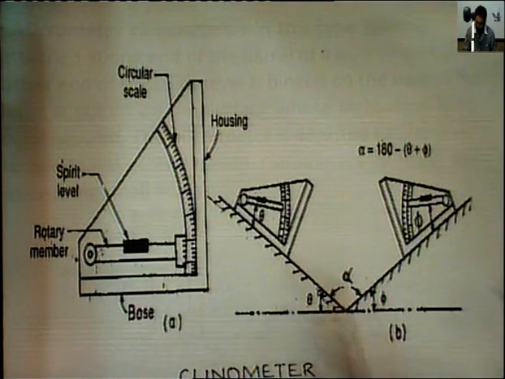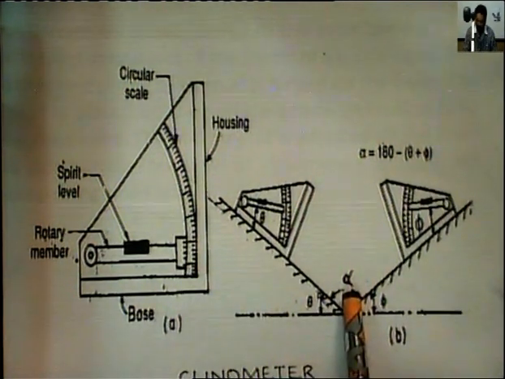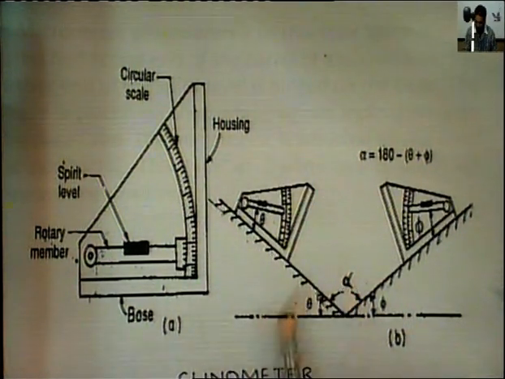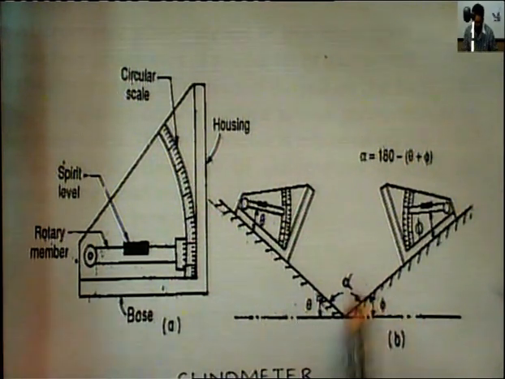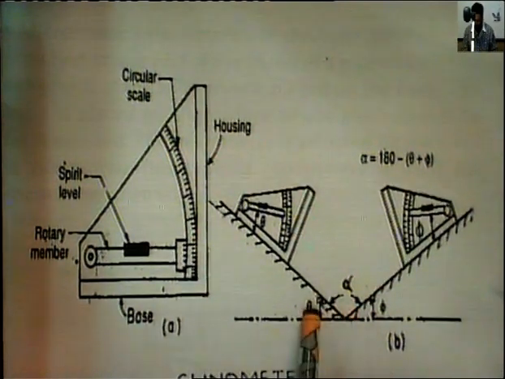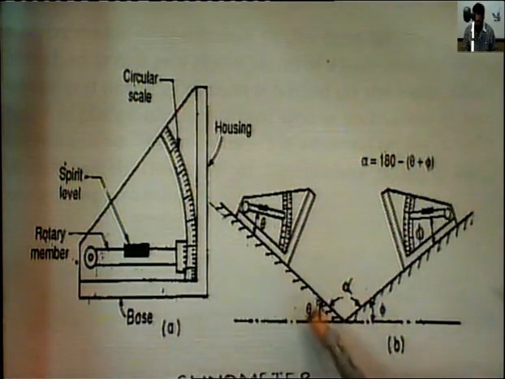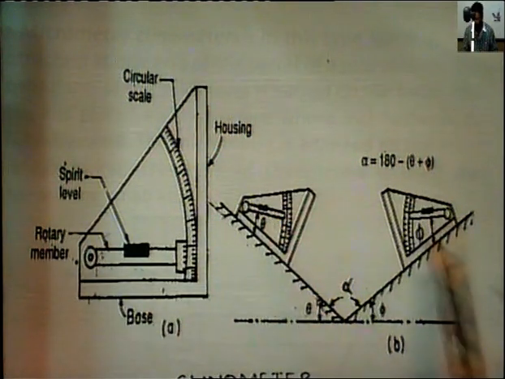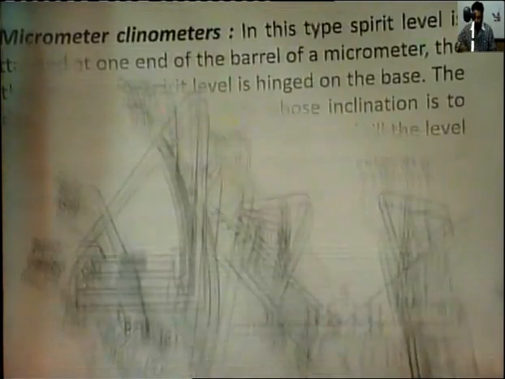So this is the alpha angle which has to be found out. This total angle is 180 degrees, so we can find out this alpha angle. Alpha is equal to 180 degrees minus theta minus phi, or we can say this theta angle is given by this clinometer on the left side, and the phi angle is given by the right side of the clinometer.